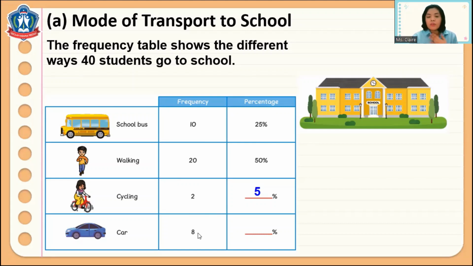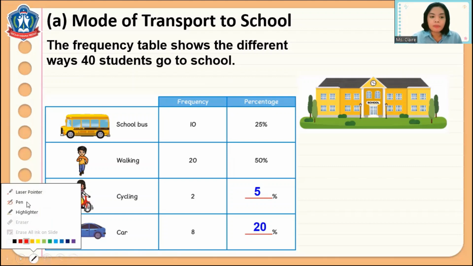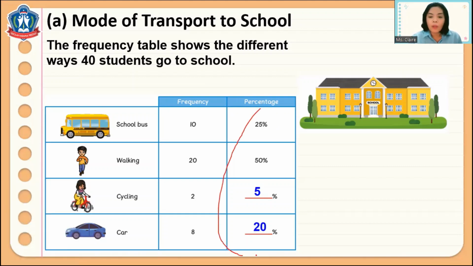How about 8 out of 40? What percentage is 8 out of 40? If we reduce that to lowest terms, that is 1/5. So 1/5 is equal to how many percent? If you can remember, yes, that is 20%. So the frequency data can also be represented by a percentage. Once we have this percentage, children, we can now make our pie chart.